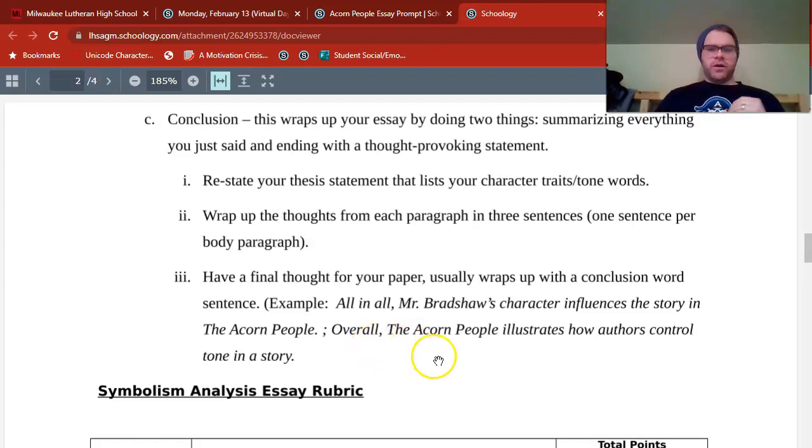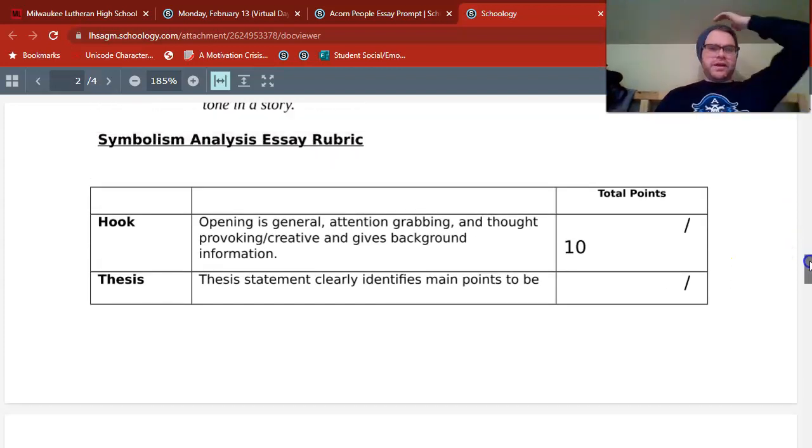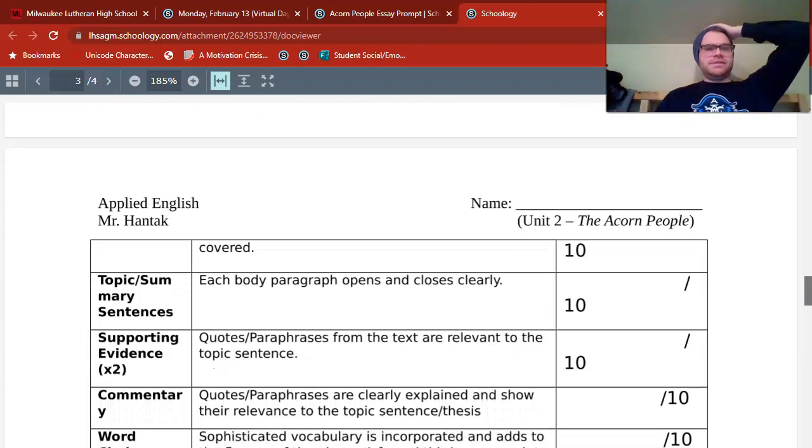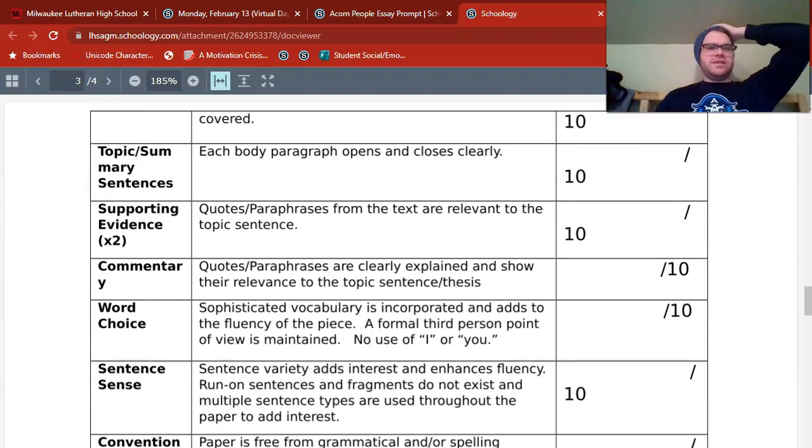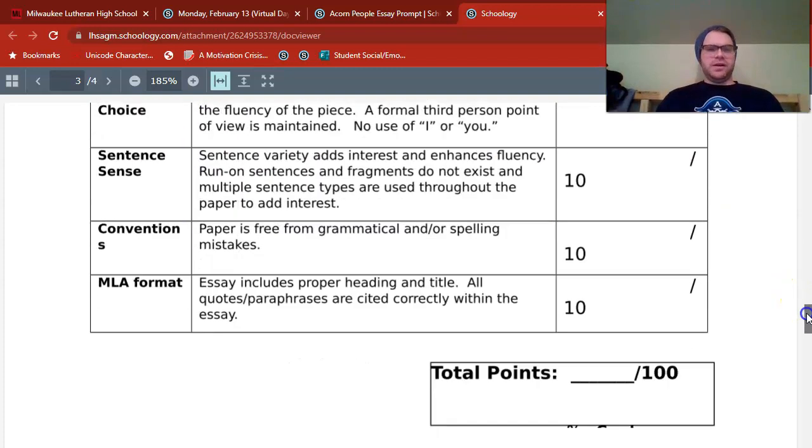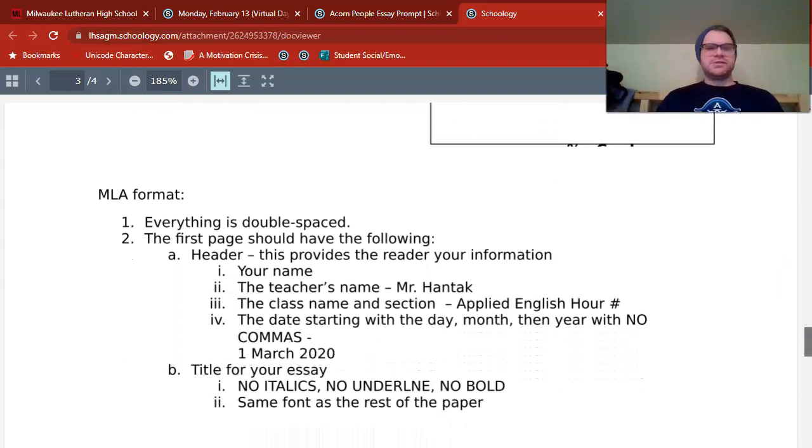Or for tone, overall, The Acorn People illustrates how authors control tone in a story. Something to wrap everything together in a neat, creative way. I'm not going to go through the rubric in depth. It's pretty much the exact same as the last time. But instead of topic and summary sentences being worth double, it's now evidence. I want to see really solid quotes and paraphrases within this essay. So that one I'll be grading out of 20 instead of 10. Ends up being a 100-point essay, just like last semester.